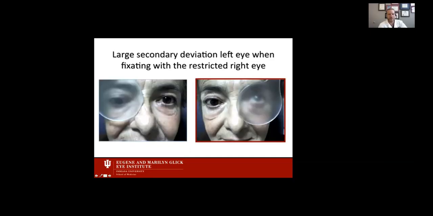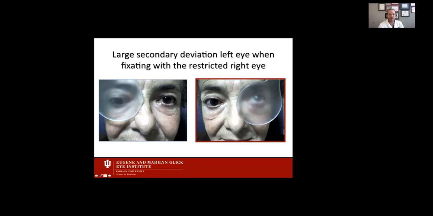Back here on the previous slide, here we can see with the translucent occluder, when she's fixating with her non-restricted eye, the right eye is still hypotropic. But this is a nice teaching point. When she fixates with the restricted eye, she's getting this very large secondary deviation on the non-restricted eye. And this is because the superior rectus up here is really working hard, firing off to get this eye up into the primary position. Well, its yoke muscle on this eye, the other superior rectus, is going to get all that extra innervation too, and it's really going to shoot that eye upward because it's not restricted.